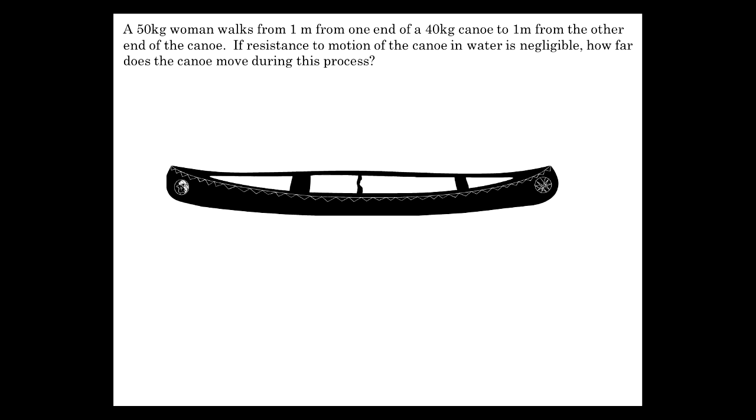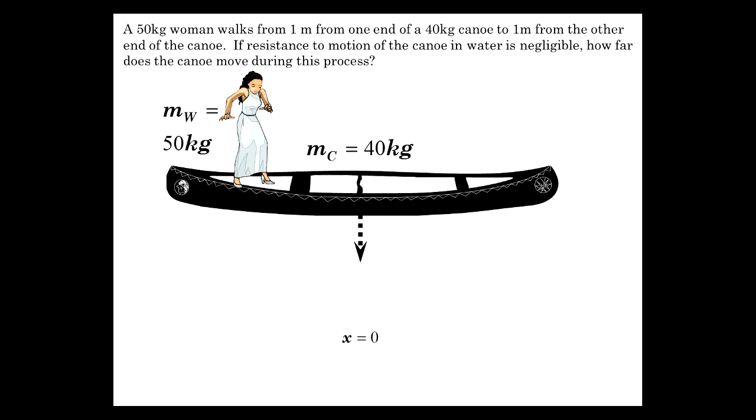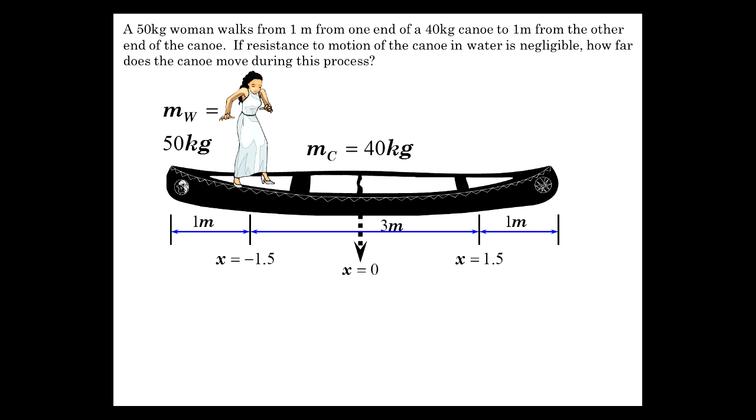In this last video, we'll consider a couple of interesting problems. In this one, we have a 50-kilogram woman walking across a canoe. That seems pretty likely, doesn't it? From 1 meter from one end to 1 meter from the other end.